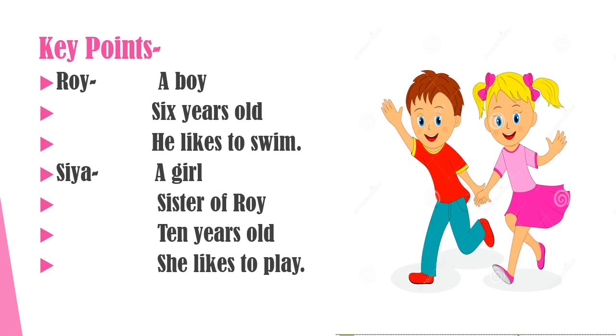So keep in mind these points. ये points को हमेशा याद रखना है. It can be asked in the form of question answer or in the form of book exercises. So again let's repeat. Who is Roy? Roy is a boy. Roy जो है वो एक लड़का है. He is 6 years old. वह 6 साल का है. He likes to swim. उसे तैरना पसंद है.